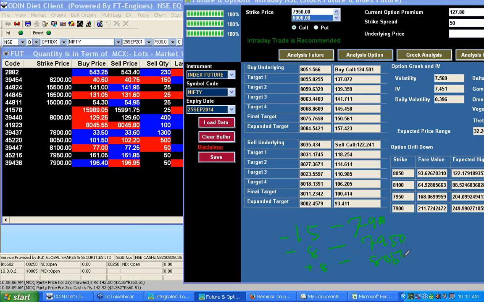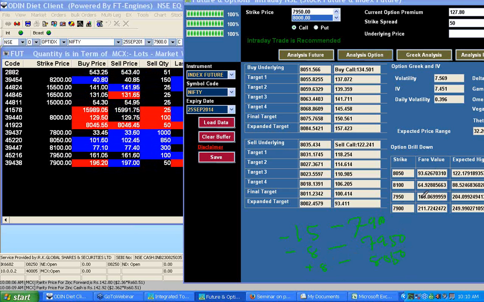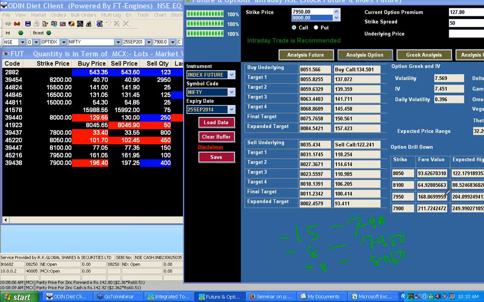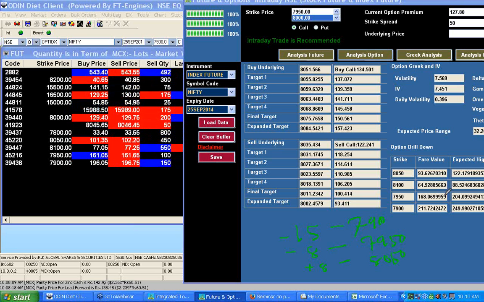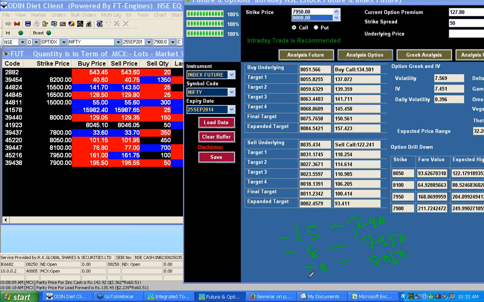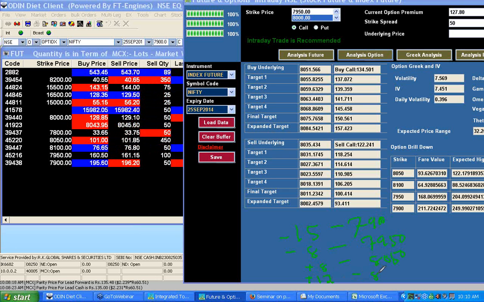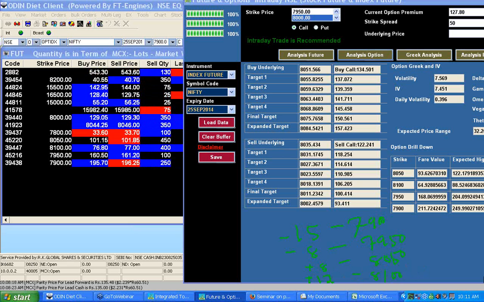At 8050, and similarly 8,100, which was supposed to trade at 65, is trading at 77, 65 to 77. So 2 and 12 rupees as the excess value are here. 8,100 is also having an excess value.